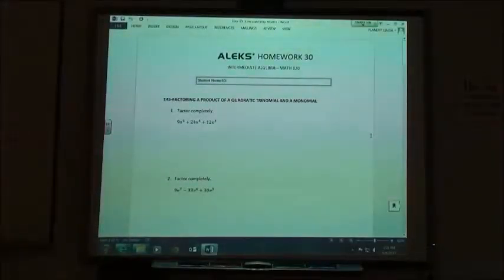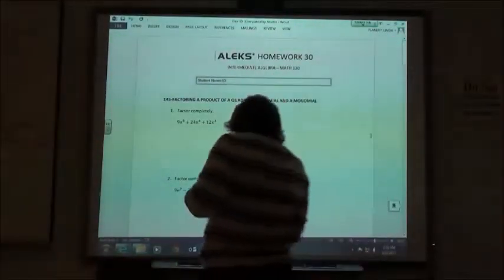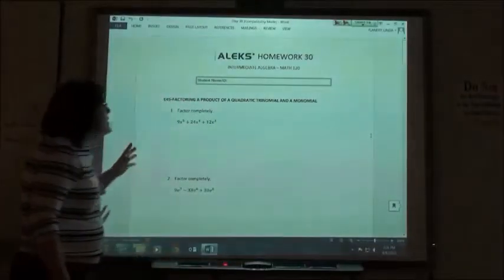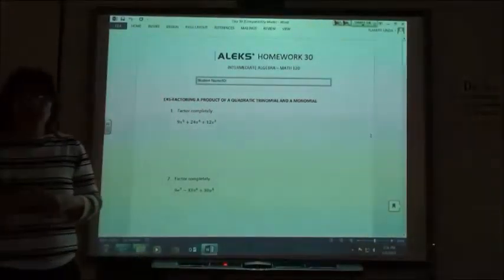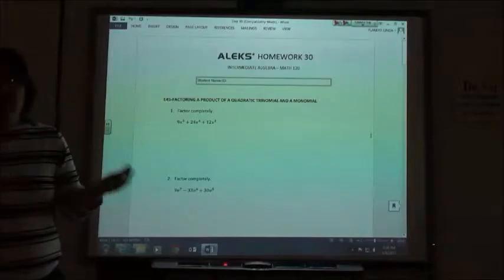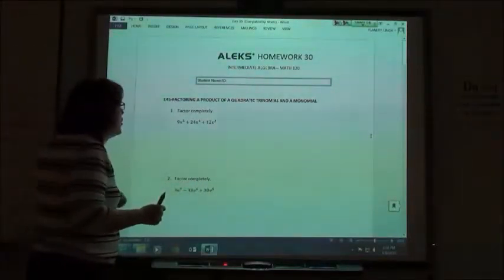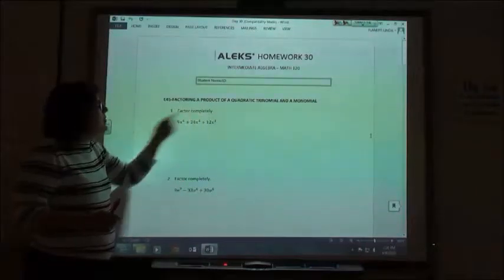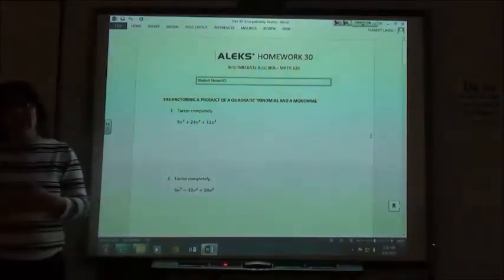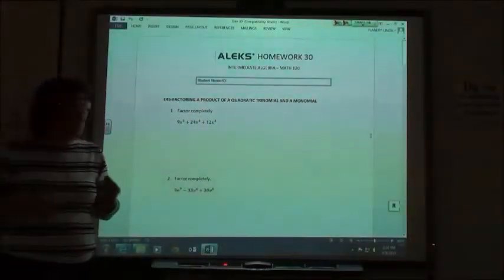All right, Intermediate Algebra Homework 30, still working with factoring. Now this is going to combine factoring out your greatest common factor and then factoring your quadratic expression that you get when you have a squared term. So it tells me to factor completely. When it says factor completely, that's a hint to look for your greatest common factor first.